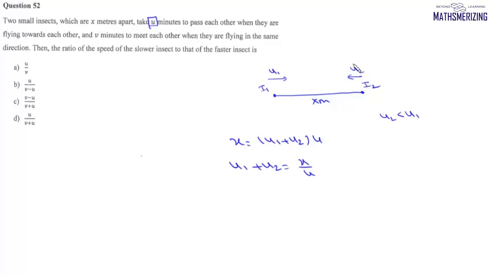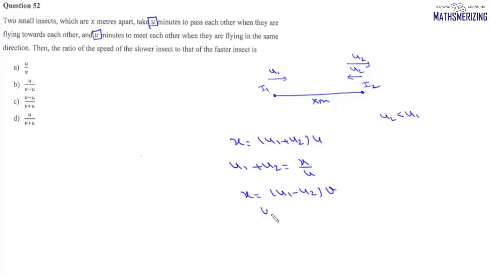Now when they move in the same direction, suppose u2 is moving in that direction, and since u1 is greater than u2, after some time u1 is going to overtake u2. In that case, this x will be u1 minus u2 into the time, which is v minutes. So it will be v.